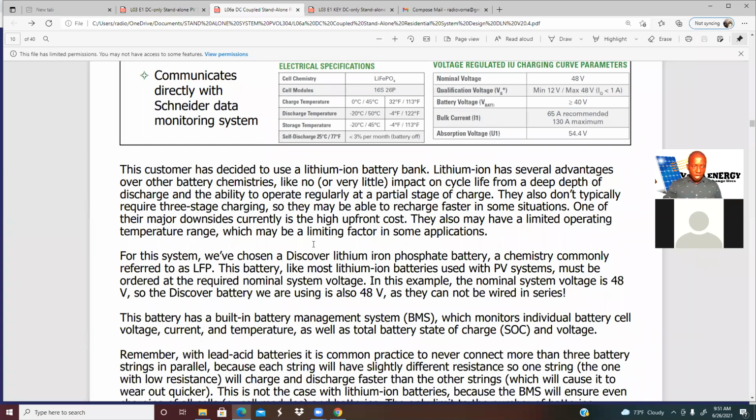One of the major downsides currently is a high upfront cost. The battery is very expensive. They also may have a limited operating temperature range, which may be a limiting factor in some applications. So, limited temperature range. Some batteries don't work properly in high temperature.